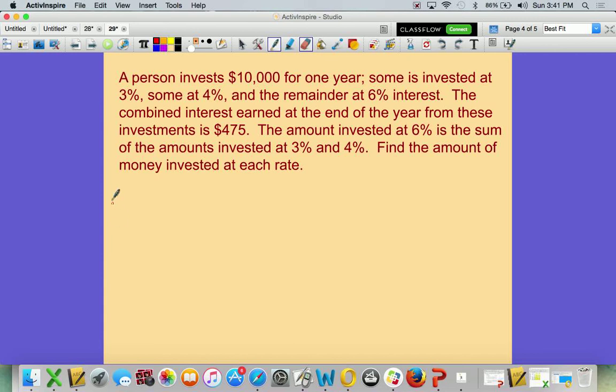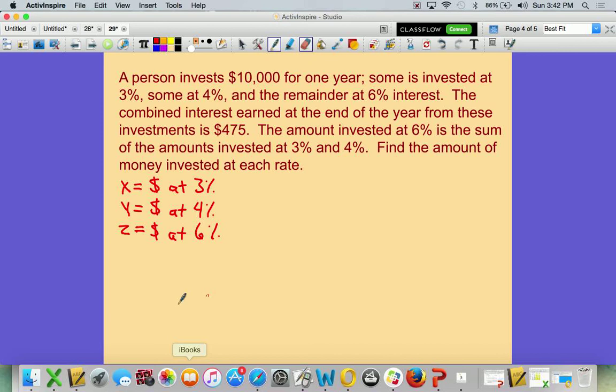Well, your first thing that you need to do is define variables here. So my x, I'm going to say the dollar amount at 3%. For y, dollars at 4%, and z dollars at 6%. Now, if you do that beforehand, that would mean that once you get your answer, you don't have to guess which one goes with which one here. I can just look back at that and then figure it out.